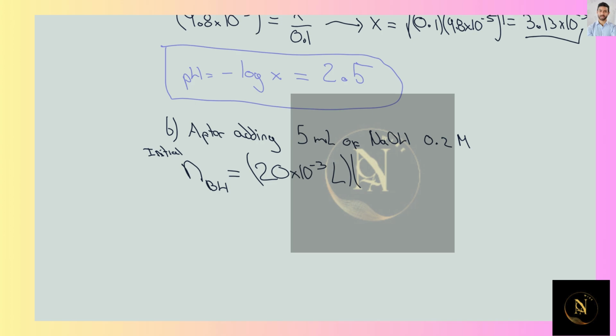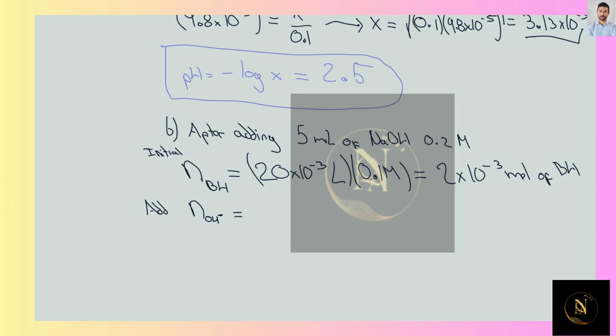And we are going to multiply this by the concentration, which is 0.1 molar. Okay. This is going to give us a value of 2 times 10 to the minus 3 mole of BH. This is going to be our initial amount. Now, let's calculate the amount of OH minus that we are adding.